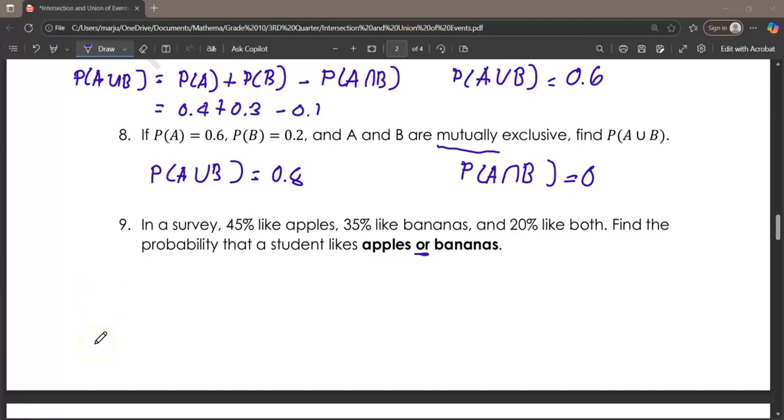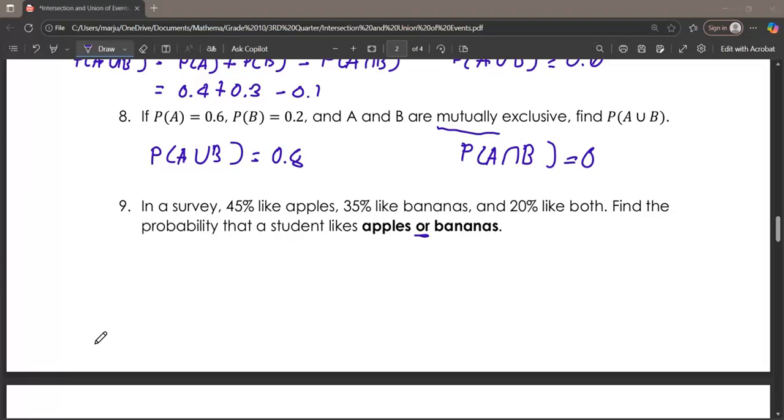So to continue, number 9. It says here, in a survey, 45% like apples, 35% like bananas, and 20% like both. Find the probability that a student likes apples or bananas. So again, it used the word or. That means to say we are looking for the union. So paano ba kinukuha yung union again?